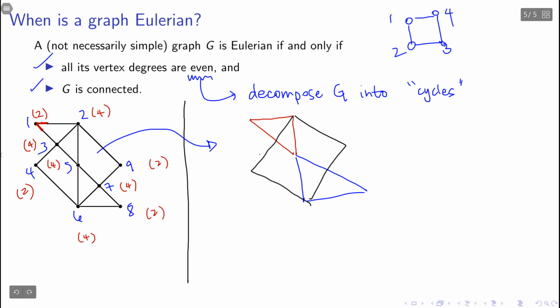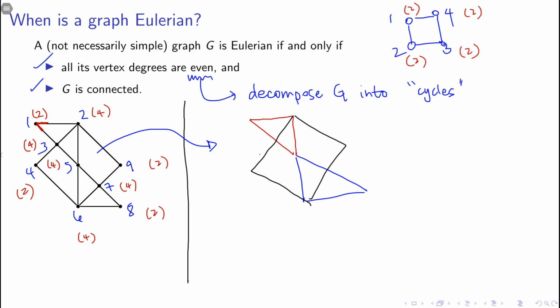What is it about cycles that relates to this even condition? Well, if you look at the cycle, each vertex contributes a degree of 2 to the whole graph. Right? The cycle adds 2 to the degree of each vertex in that cycle. That's why this vertex up here has degree 4, because there are 2 cycles passing through that vertex.